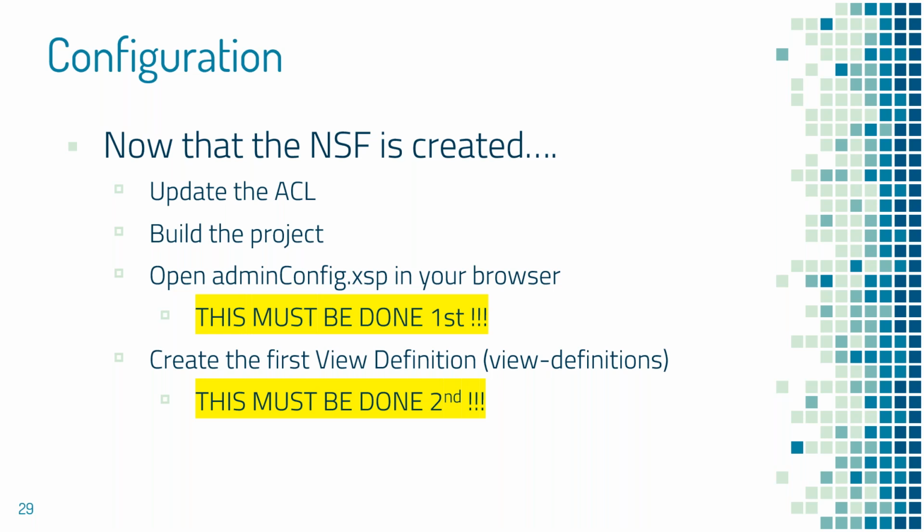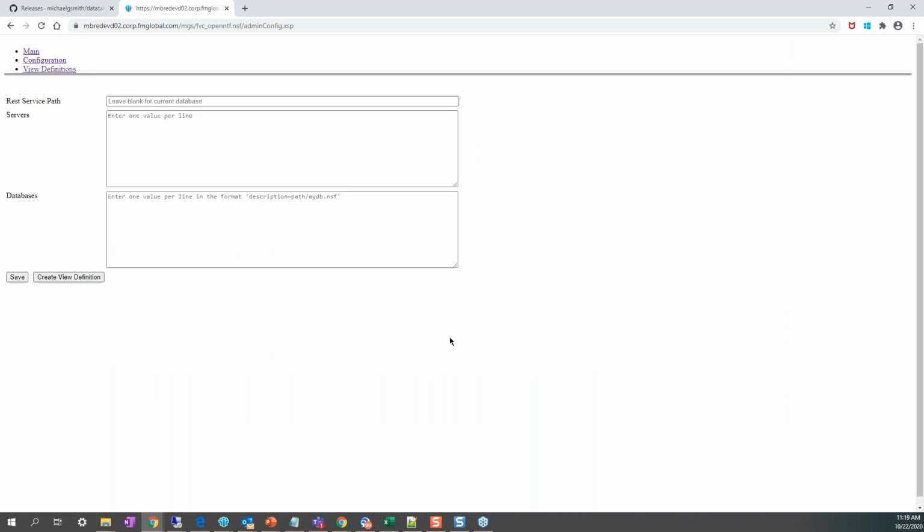So as you can see here, as I've highlighted in yellow, the first thing you have to do once you have this NSF set up is you have to open the admin config XSP. And I'm going to do that now. So you should see that on my screen. Nothing terribly exciting here, just some fairly basic information that the control uses in the back end.